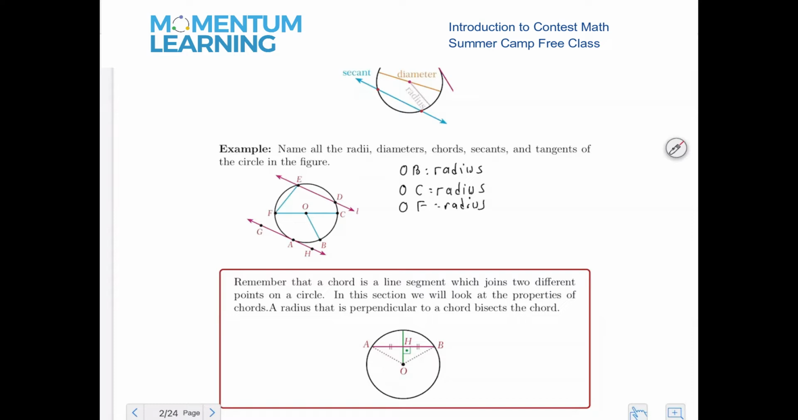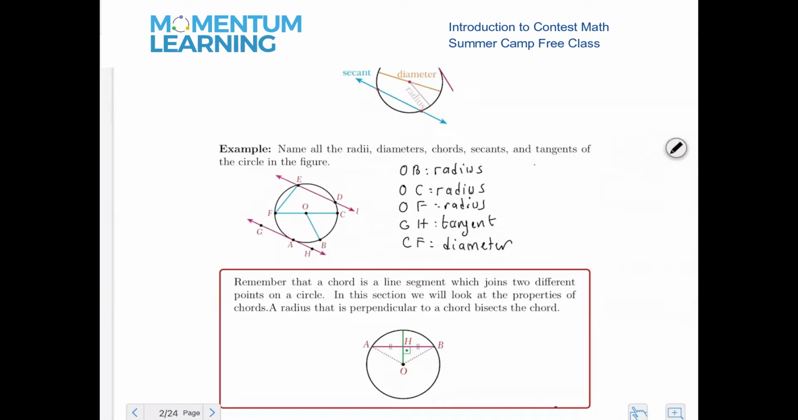The other ones we did not cover, so let's start. For example, we have the line GH here. We can see that the line GH touches the circle only at one point, which is point A. So therefore, GH is our tangent line. Now look at CF. We go from bottom to top. CF passes through the center and connects 2 points on the circle. Therefore, it is a diameter.